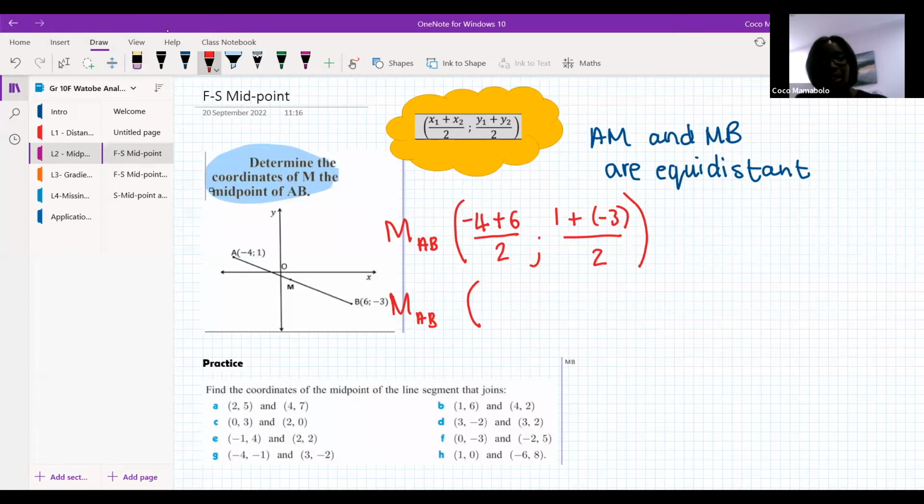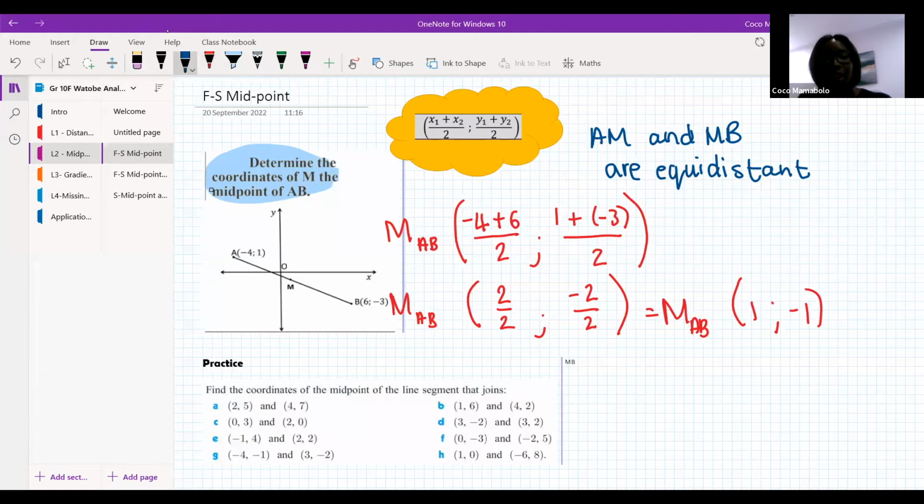All right. Oh, yes, -4 plus 6. Okay, I almost lost my train of thought. -4 plus 6 is 2 divided by 2. And 1 minus 3 will give me -2 over 2. Therefore, my midpoint of A and B, or my midpoint of AB, will be 1 and -1. So if we look at our drawing over here, this midpoint right here in the middle will be 1 and -1.